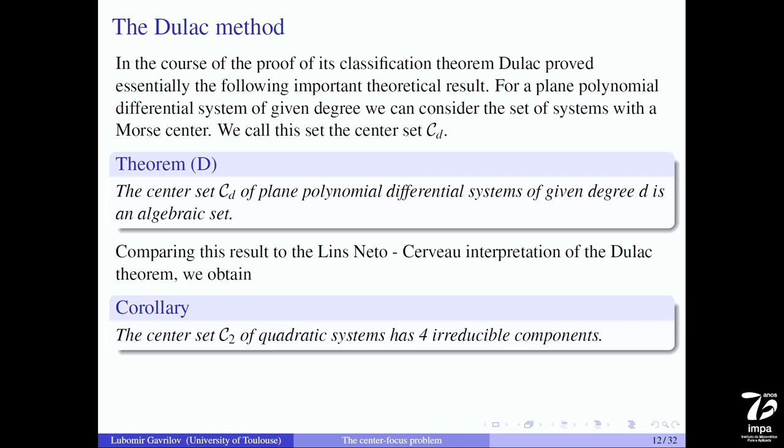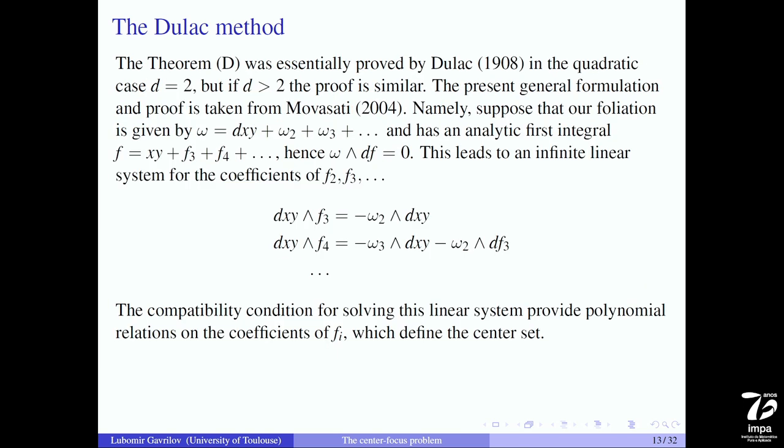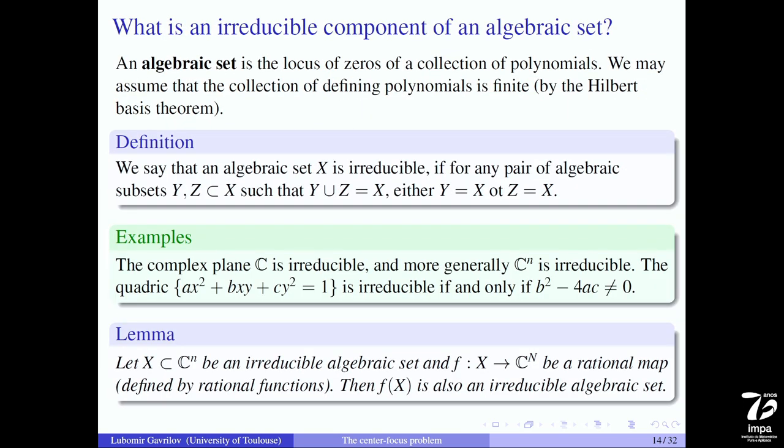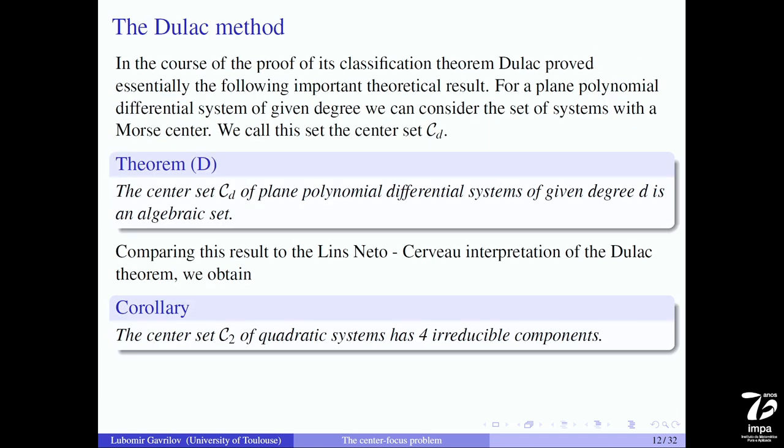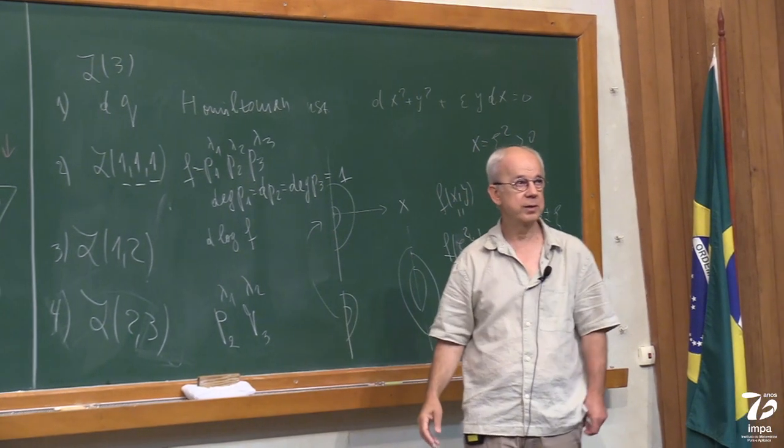Maybe I speak about algebraic sets. What I want to say, but okay, I shall stop at this place. Just I shall make more precise these claims about the algebraic sets which appear and why there are 4 components. But tomorrow we shall give the exact definitions.